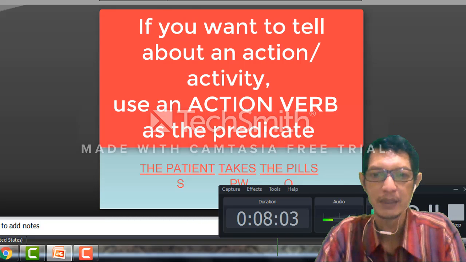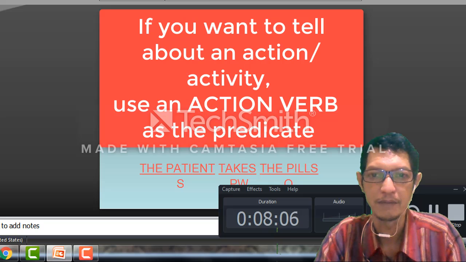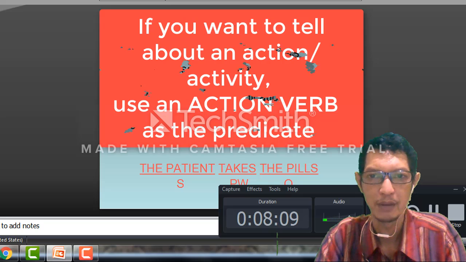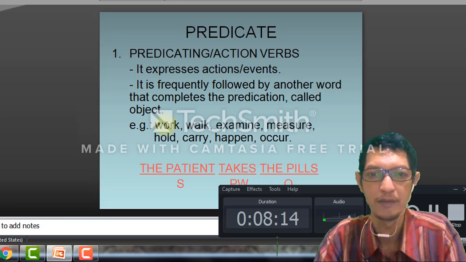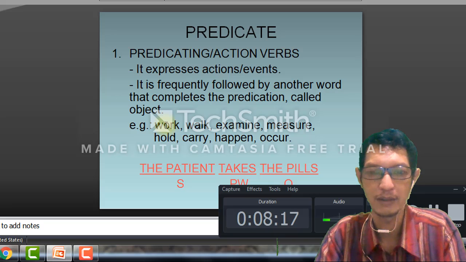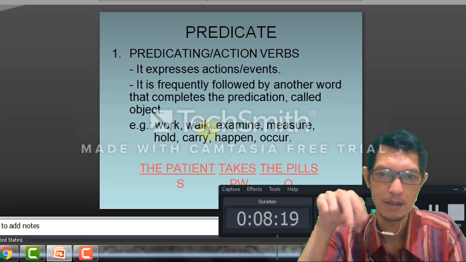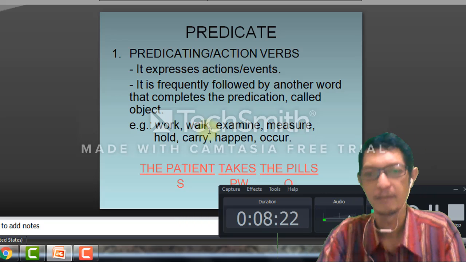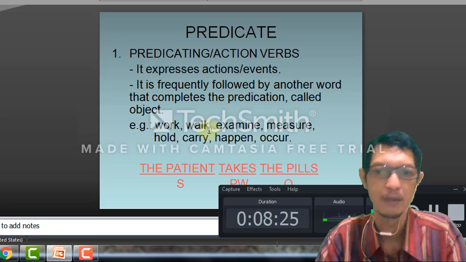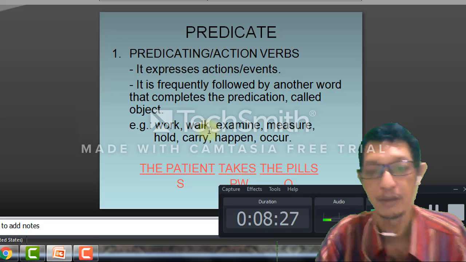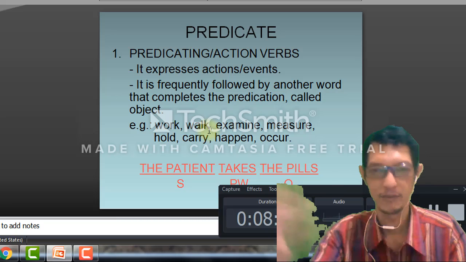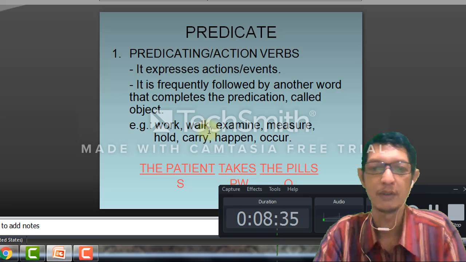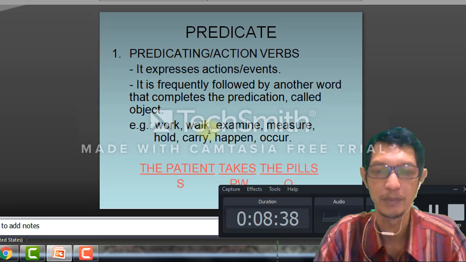Okay, so I'm going to give you examples of action verbs, or we can say predicating verbs. A verb that tells about activities, a verb that shows some actions, like work, walk, examine, measure, hold, carry, happen, occur, write, read, watch. Those are examples of action verbs. Those verbs show an action.